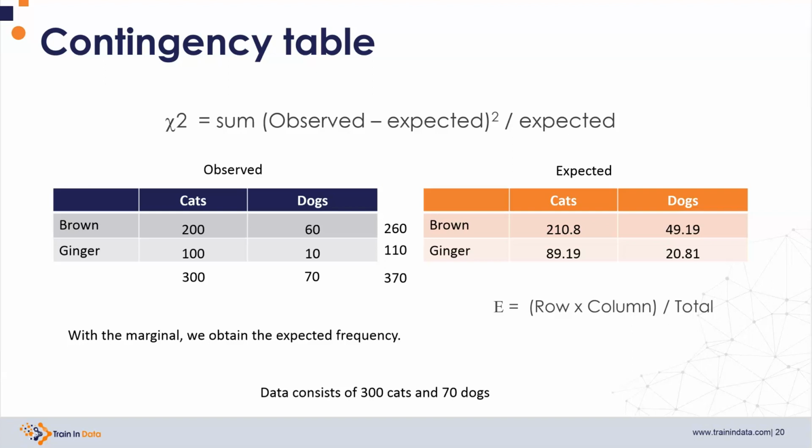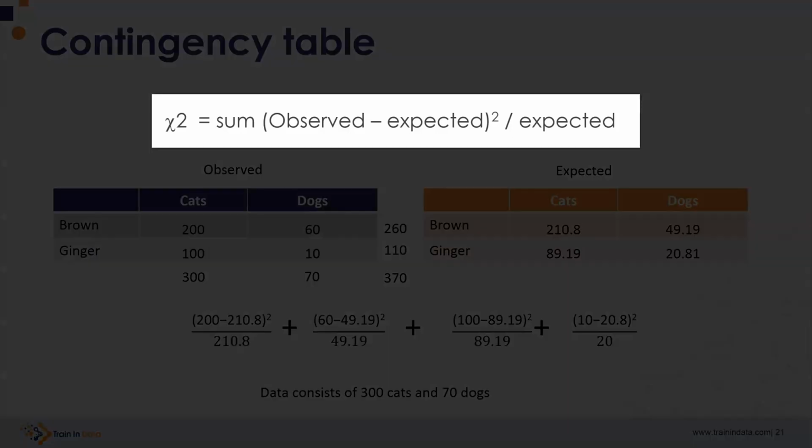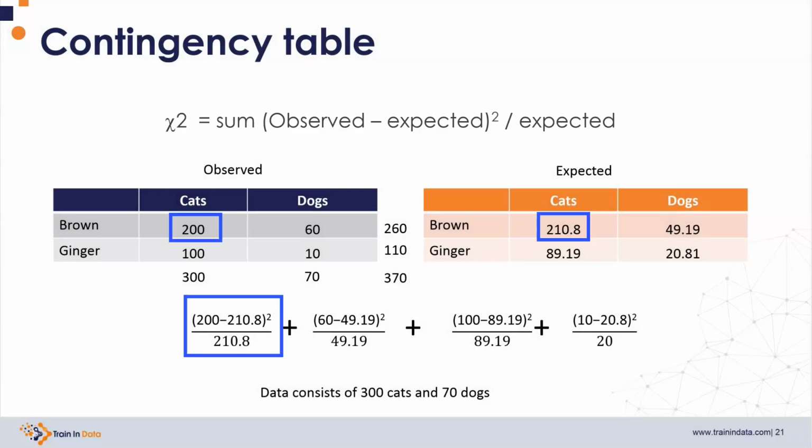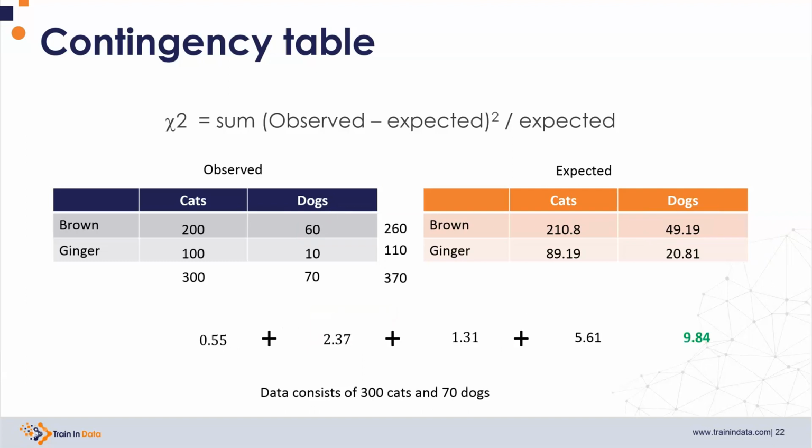So now that we have the expected probabilities, we are in a good place to repeat the exercise that we did before, where we take the observed value, subtract the expected value, square the difference, and divide by the expected value. So for brown cats, it's going to be 200 minus 210.8, squared, divided by 210.8. For brown dogs, it's going to be 60 minus 49.19, squared, divided by 49.19, and so on. For the sake of completeness, these are the results of these small calculations, and if we add all these values up, we obtain the chi-square statistic, which is 9.84.